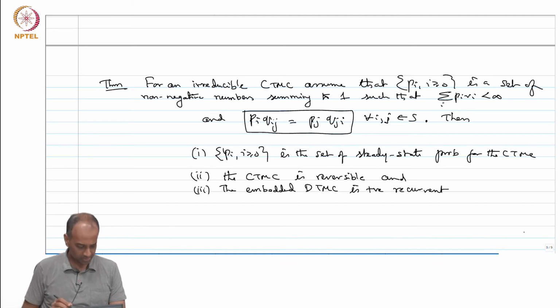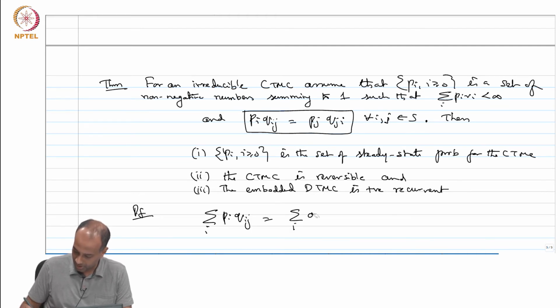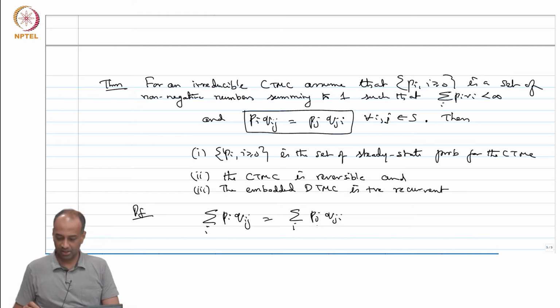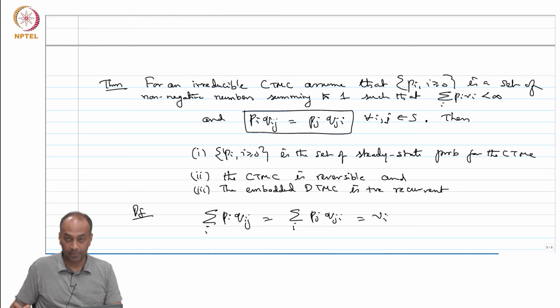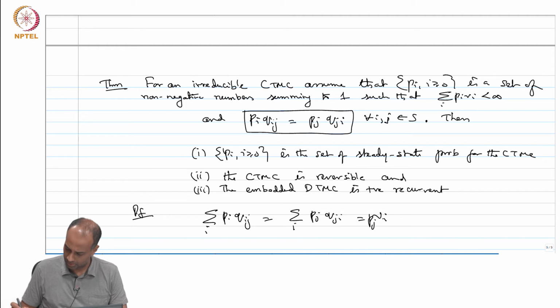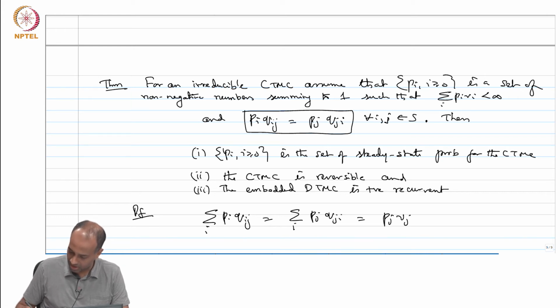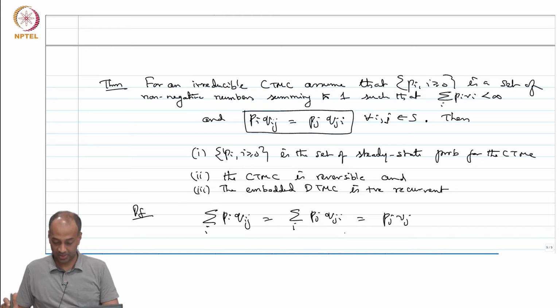The reason this is true is that if you sum this local balance equation, you have the sum over i of P_i Q_ij equals the sum over i of P_j Q_ji. So P_j comes out of the summation, and the sum over Q_ji is, sorry, I got this wrong, nu_j. So P_j comes out, the sum over Q_ji is nu_j, and I have the sum over i of P_i Q_ij equals P_j nu_j.